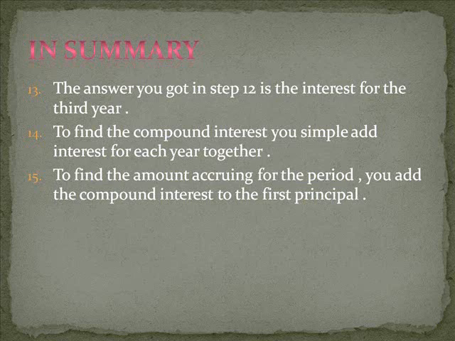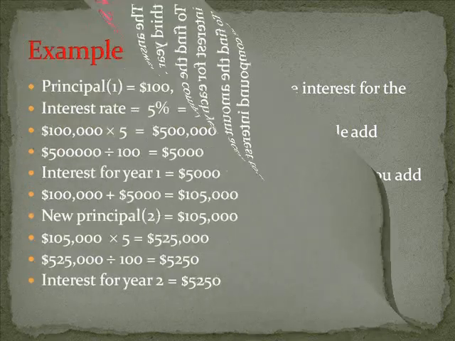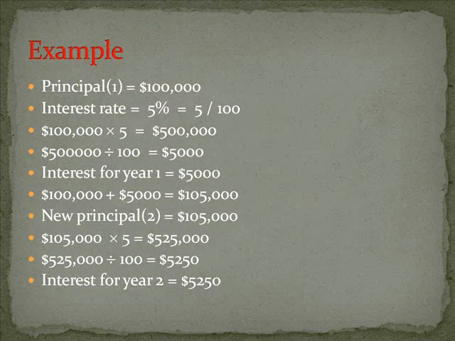And number 15, to find the amount accruing for the period, you add the compound interest to the first principal. Now let us look at an example. If you notice, I have written down the first principal, which is the amount given in the question, which is $100,000. Then I've written down the interest rate, which is 5%, and I've written 5 over 100, which is the interest rate as a fraction.